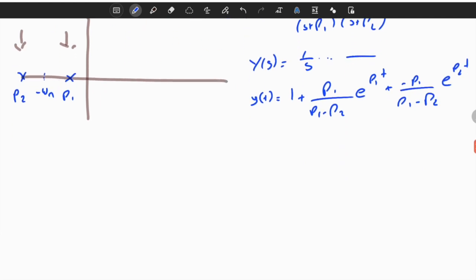So as you can see, we have a constant. Let's draw the output. We have a constant, and the constant is equal to 1. We know that both p1 and p2 are in the open left half plane, so they're negative. So negative exponentials mean that they're decaying exponentials. So I know that as time goes to infinity, I will go to 1. So it will look like this.